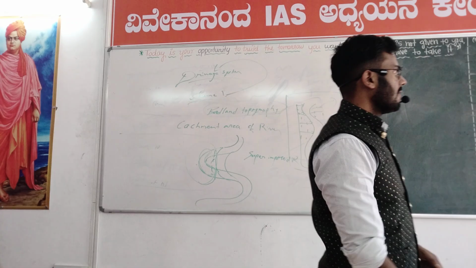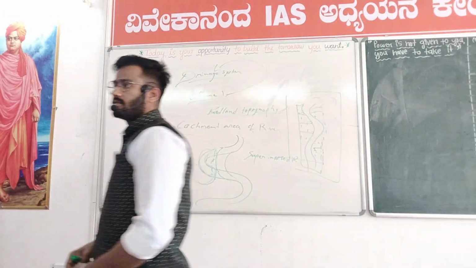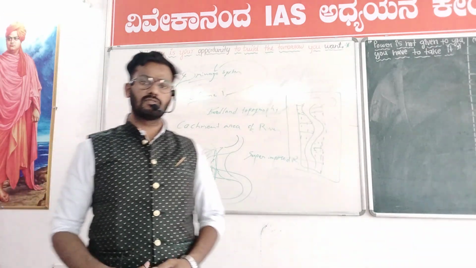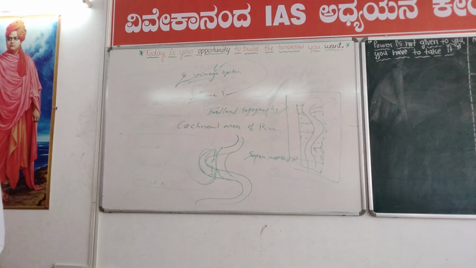The river imposes all of its energy and cuts the barrier which is there in its flow, and it flows through that cut. We call it a superimposed river. Are you getting my point? That's right.